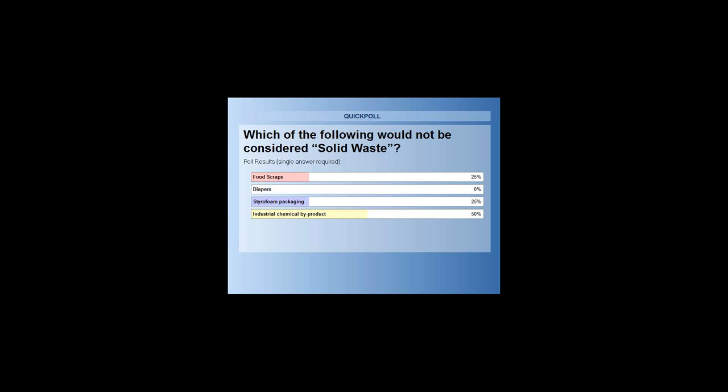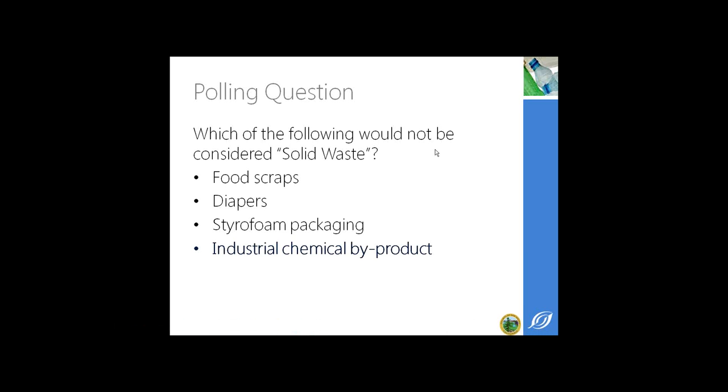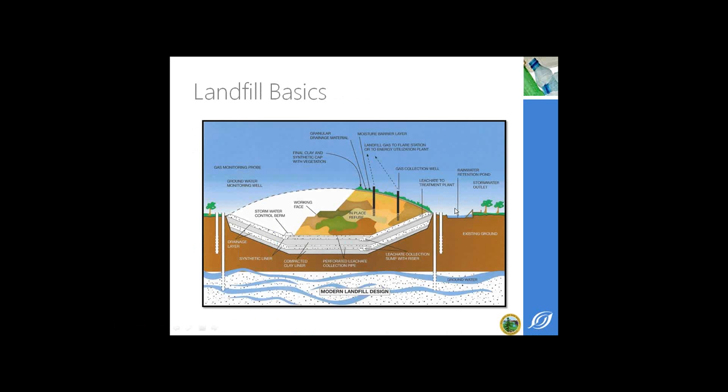All right, so 50% of you said industrial chemical byproduct, 25% said styrofoam packaging, and 25% said food scraps. All right, so the answer is the industrial chemical byproduct. We don't necessarily deal with those types of materials or toxic materials or liquid waste when we're talking about solid waste, but when you're talking about solid waste, whether it be at a business or a home, we do include food scraps, diapers, styrofoam packaging. All those are things that end up in either the waste or the recycle bins, and so the community has to figure out how to implement programs that deal with all of these materials.